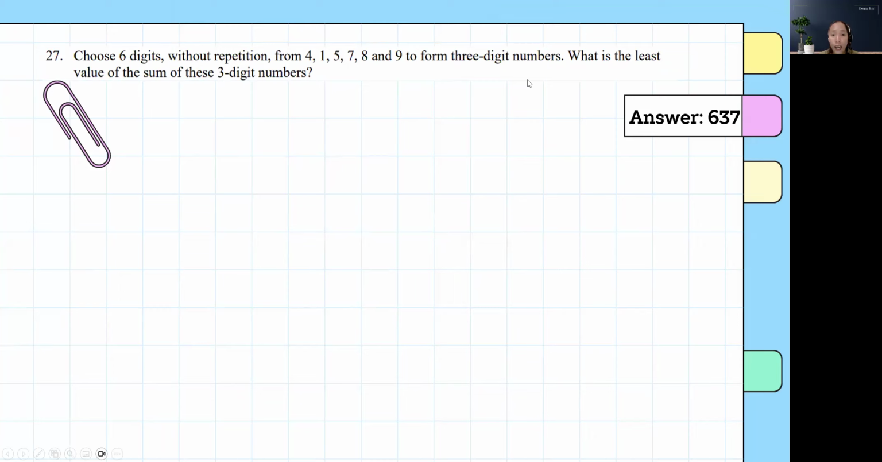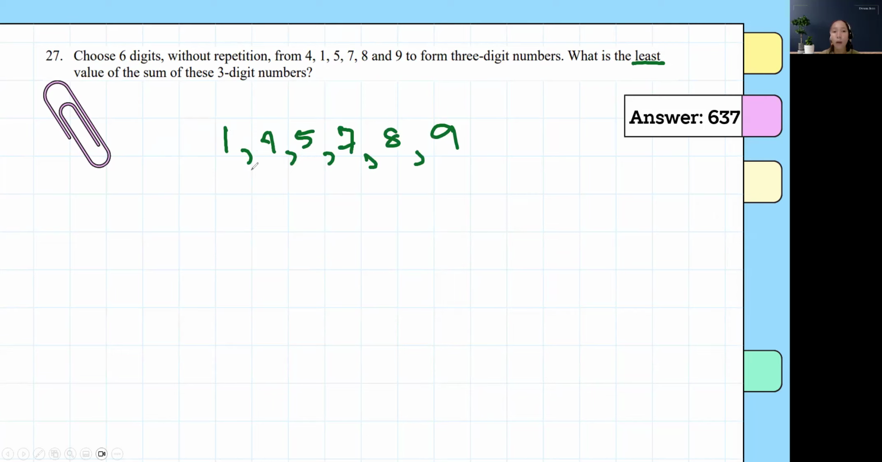So when we're asked for the least sum of 3-digit numbers, to have the least sum, we need to use the least numbers. So to use the least leading digits, we have the least among these. Let's list them down according to order: 1, 4, 5, 7, 8, and 9.